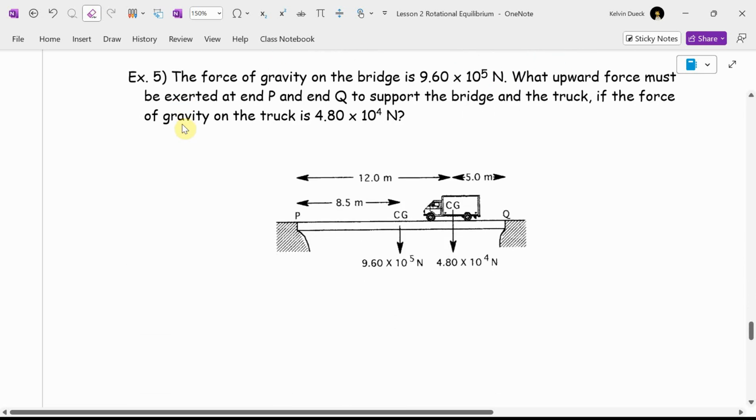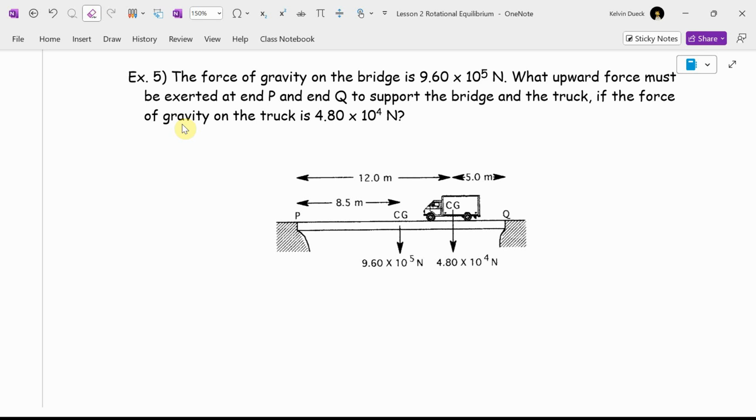If we were doing a test, I would say, ooh, I like example 5. Also, a nice engineering application that says the force of gravity on the bridge is 9.6 times 10 to the 5th newtons. What upward force must be exerted at P and Q to support the bridge and the truck if the force of gravity on the truck is that? Before we go further, this is a job for a free body diagram.